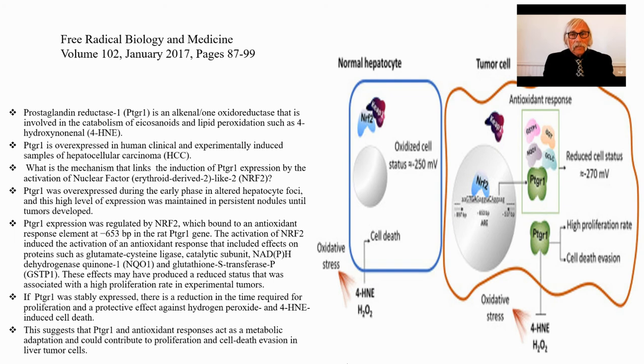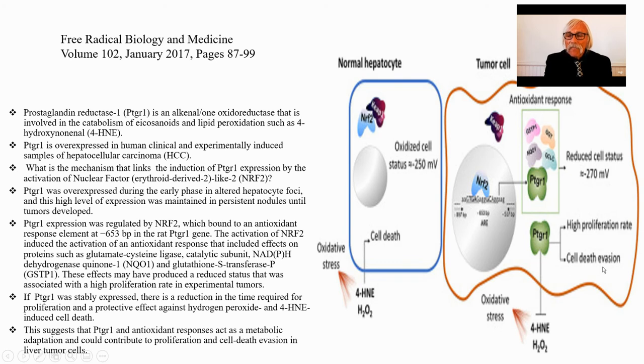All of these effects cumulatively may have pronounced reduced status that was associated with a high proliferation rate in these tumors. Now, if PTGR1 is stably expressed, there is a reduction in the time required for proliferation, and a protective effect against hydrogen peroxide and 4-HNE induced cell death. So all of this suggests in the tumor cell, you see, because it's blocking this enzyme, it's going to cause a high proliferation rate, right?